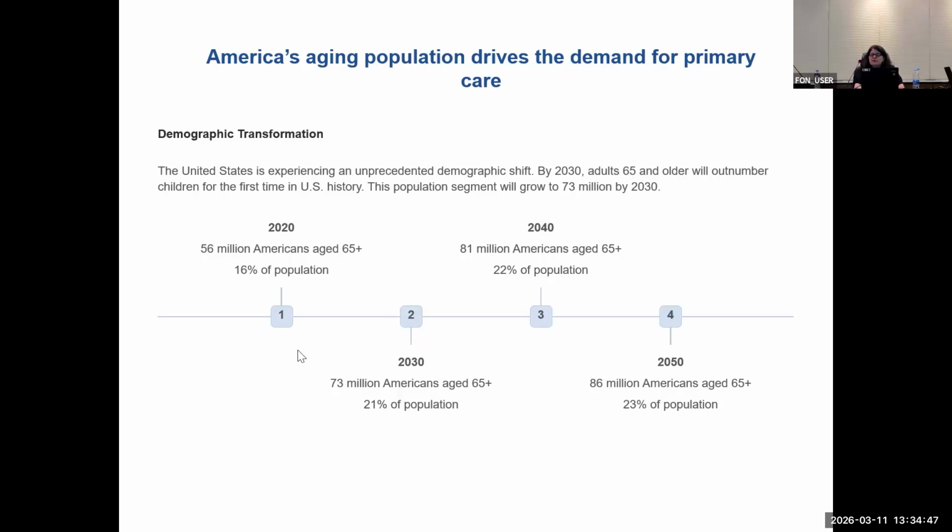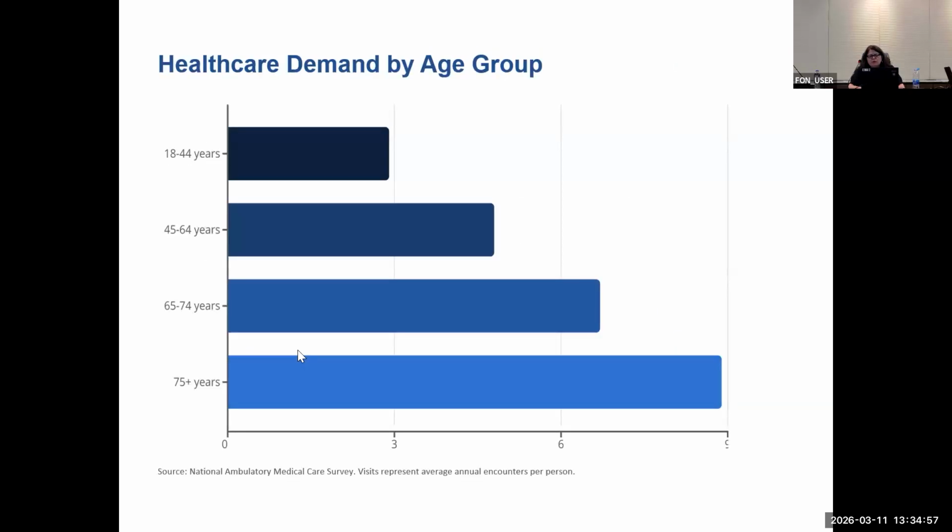So the healthcare system faces challenges to deliver care. And we also know that people who get older require more care. In this graph, you can see that people who are 18 to 44 consume fewer healthcare services, and people who are 75 plus consume more healthcare services. So older people need more healthcare, and the healthcare system has to find a way to deliver good care to these patients.